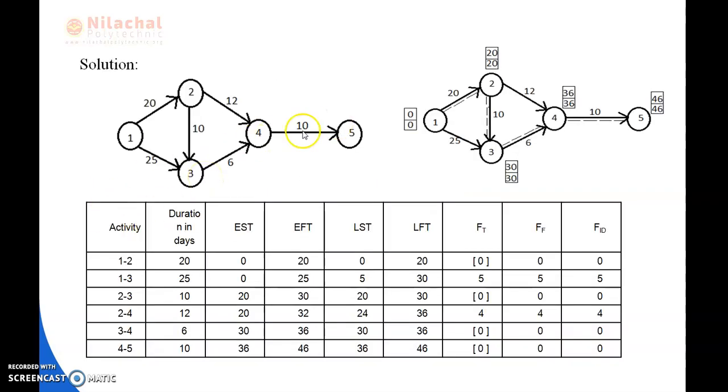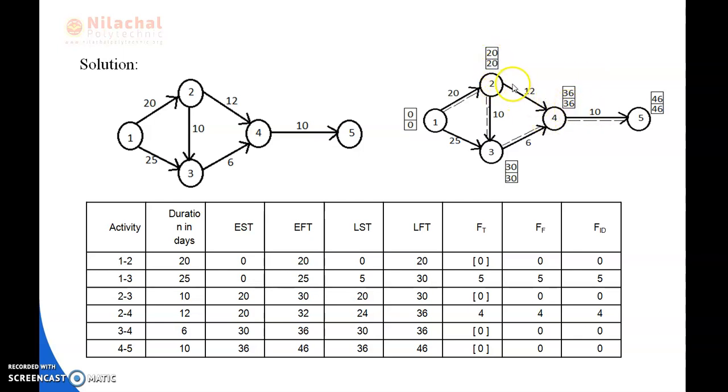And we will be solving this by the formulas, that is EST, EFT, LST, LFT, and TF, FF and FID. This is the total float, this is the free float, and this is the independent float. You can see these are all the EFT and the LFT. Starting point is 0. Then 0 plus 20, here 20 is written. 20 plus 12. Next 20 plus 10 is 30, and 30 plus 6 is written as 36.